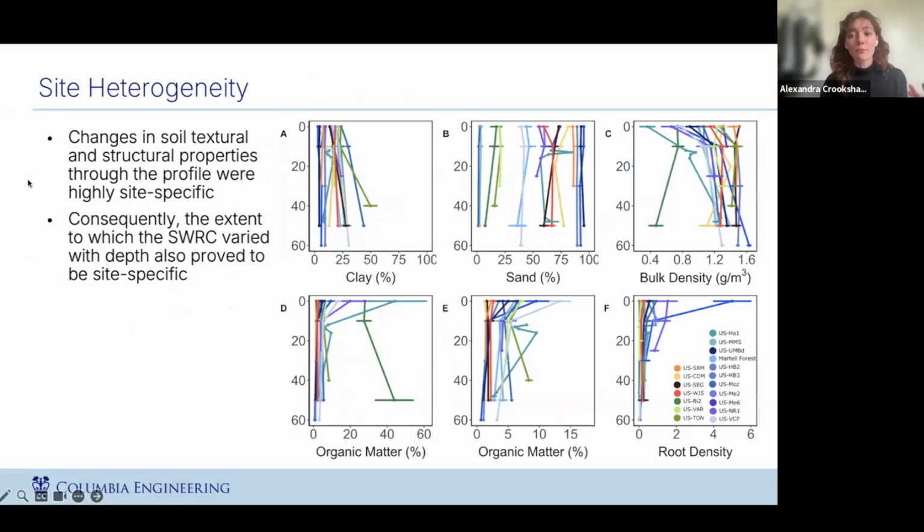Another very unique part about this project is that because we are sampling at different depths, we can investigate how changes in soil textural and structural properties are also incredibly site-specific with depth. Even something as simple as organic matter, which is in the lower left here, we most of the time assume will decrease with depth. At this site, it increased with depth. So as I said, it's incredibly site-specific. And the impact that has on the resulting soil water retention curves means that it is site-specific whether or not the retention curve varies with depth.